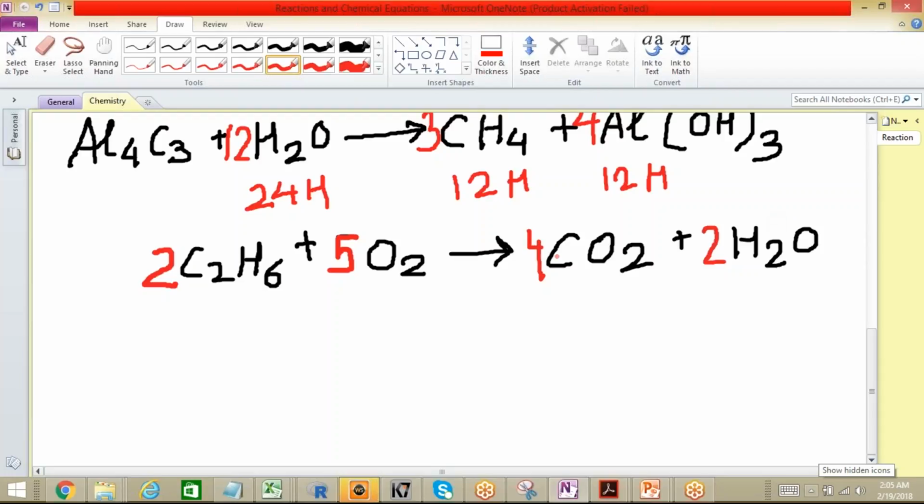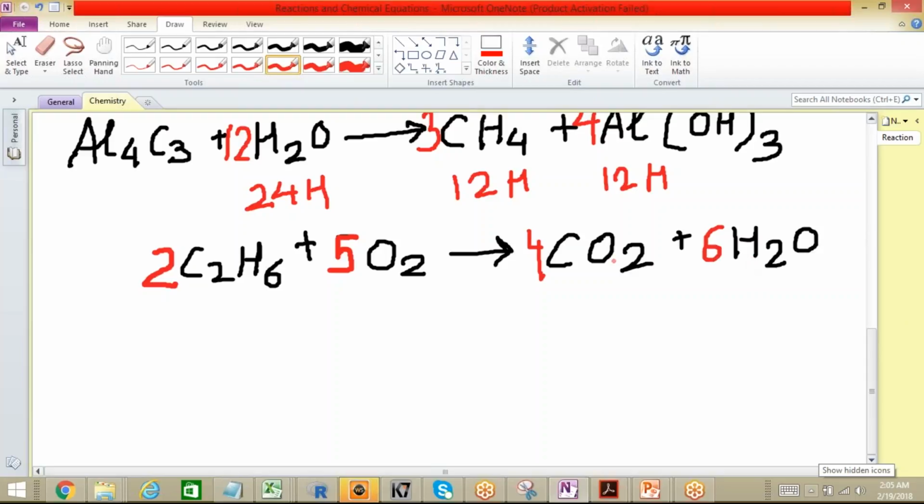Okay, that's again a problem. This time we have 12 and here we have 4. Alright, so we have to make sure that this 4 is balanced by 12. So to make 12, we have only one option. Instead of 2, we can make it 6. Right? Now we have 12 atoms of hydrogen here and 12 atoms of hydrogen here as well. So hydrogen is balanced, no doubt.